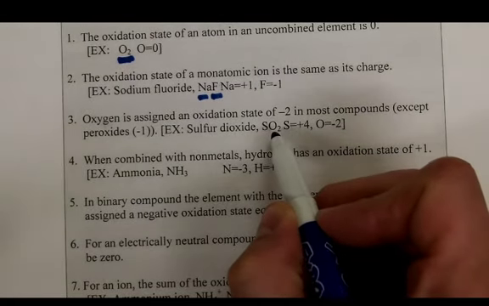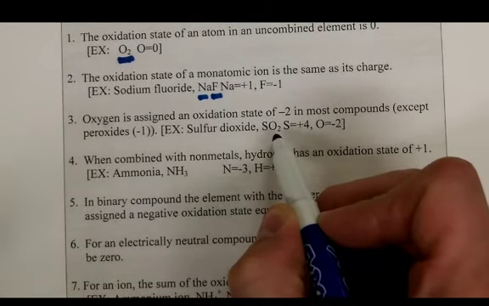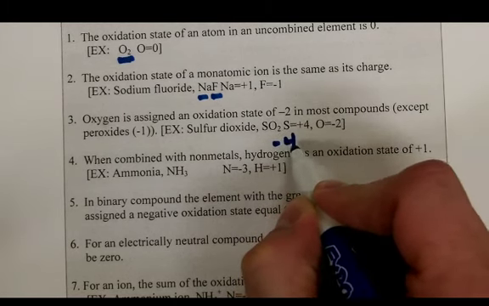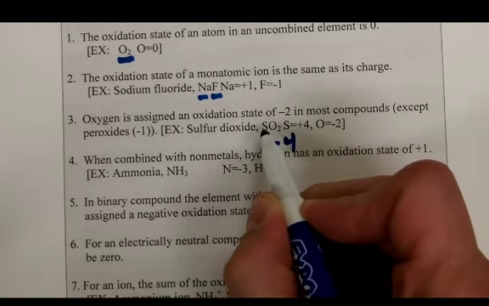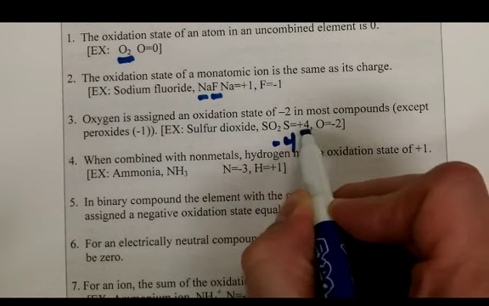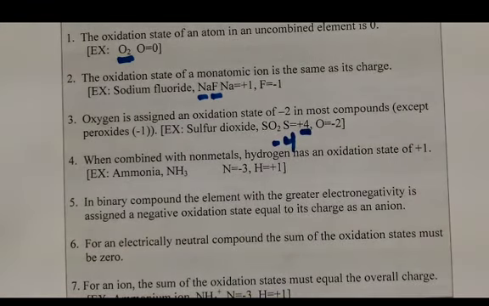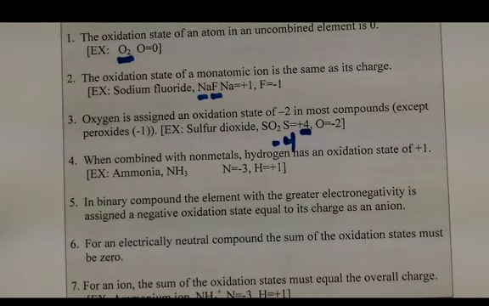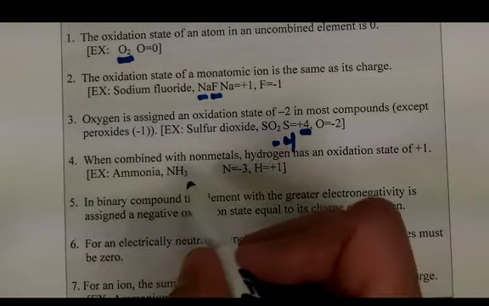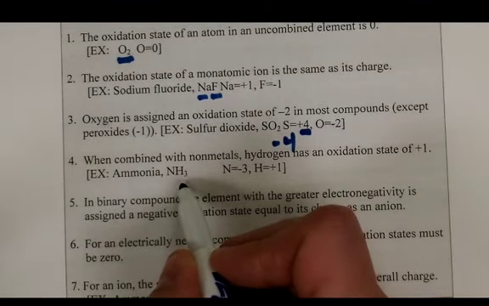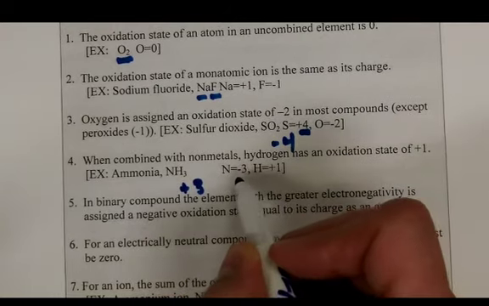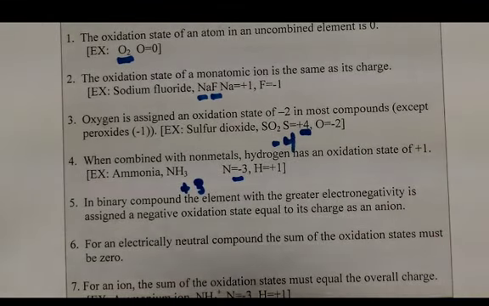So if you'll remember, right here in SO2, oxygen is -2. There's 2 of them. That's a total charge of -4. Therefore, sulfur's charge, its oxidation number, is +4. When combined with a nonmetal, hydrogen has the oxidation state of +1. So in ammonia, hydrogen's +1. There's 3 of them. That's a total of +3. Therefore, nitrogen is going to be -3. And then don't forget the charges need to cancel each other out.